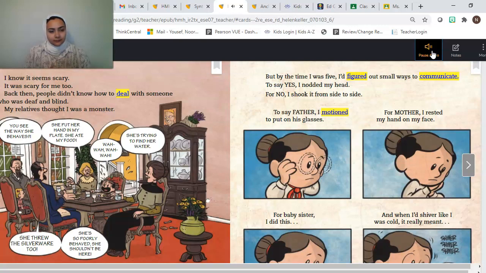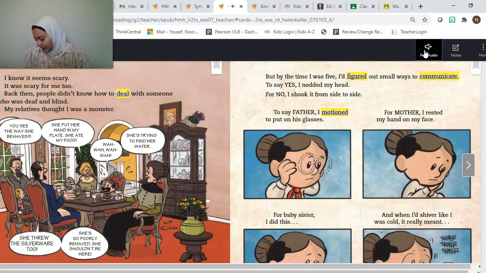You see the way she behaves? She put her hand in my plate. She ate my food. Wah, wah, wah, wah. She's trying to find her water. She threw the silverware, too. She's so poorly behaved. She shouldn't be here.